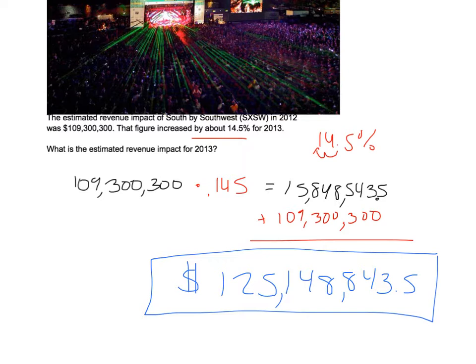Now, let's check our work. We know that it increased, okay, from 2012 to 2013. So the revenue for 2012 probably should be less than this, right? And if we look, 109 million approximately, compared with 125 million, yeah, it definitely increased, so that's good.